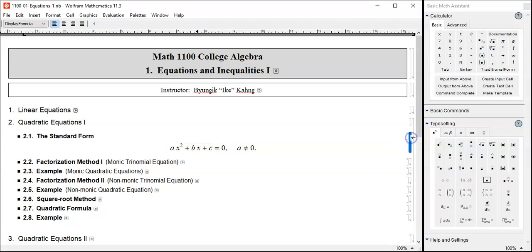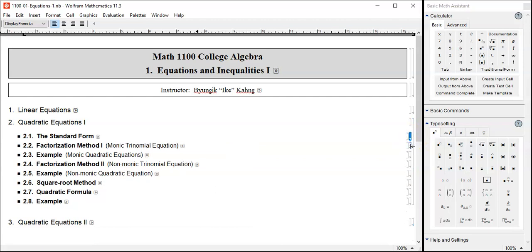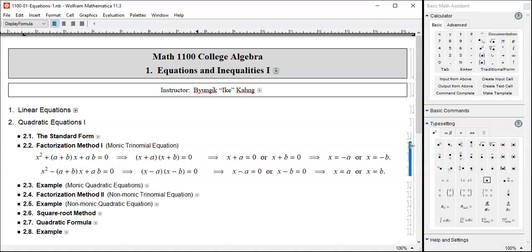Now, how do I solve a quadratic equation? Basically, there are three methods. We're going to talk about the factorization method only in this video. And the other methods, we're going to do in separate videos. Anyway, this is the typical solution for a monic trinomial equation.